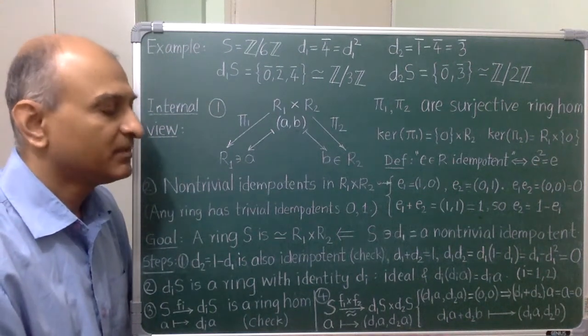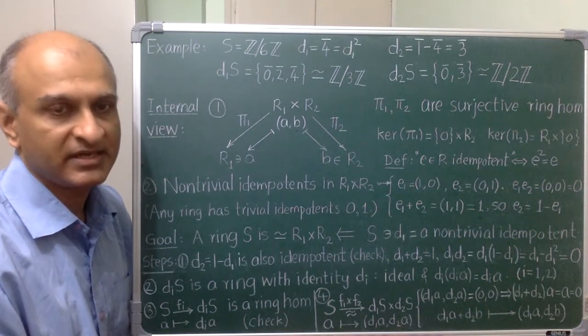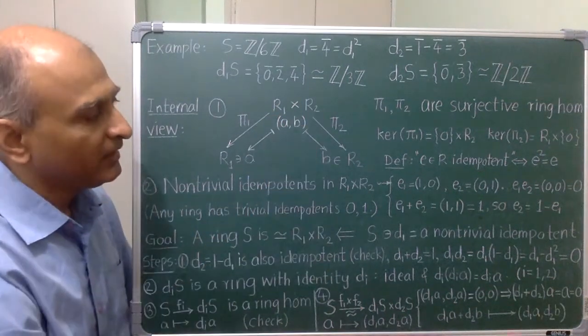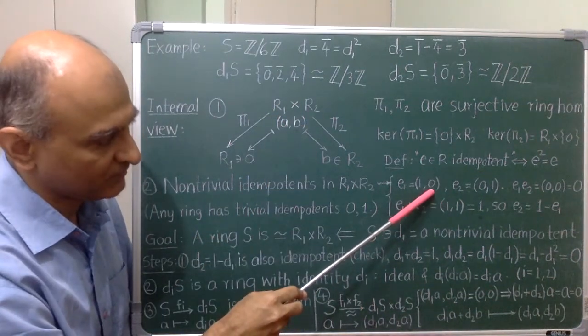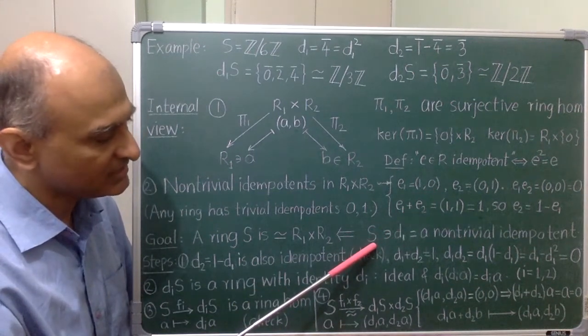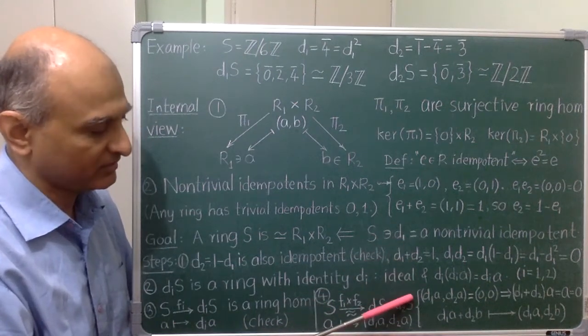Okay. In the midst of checking these details, don't lose sight of the overall strategy. I express the ring R1 cross R2 in terms of its idempotents. And then I try to recreate this same structure inside S using the given idempotent. That's why all of this worked.